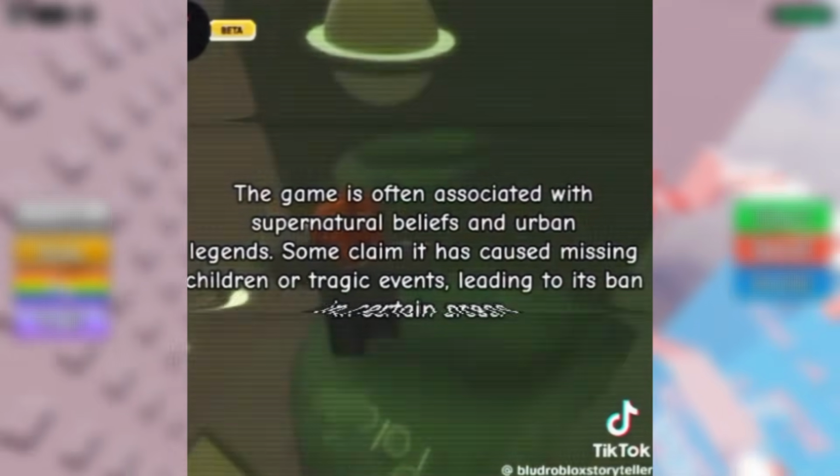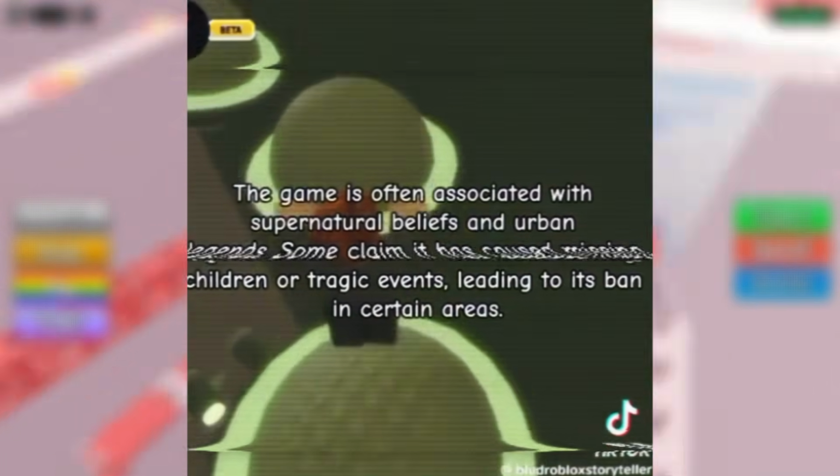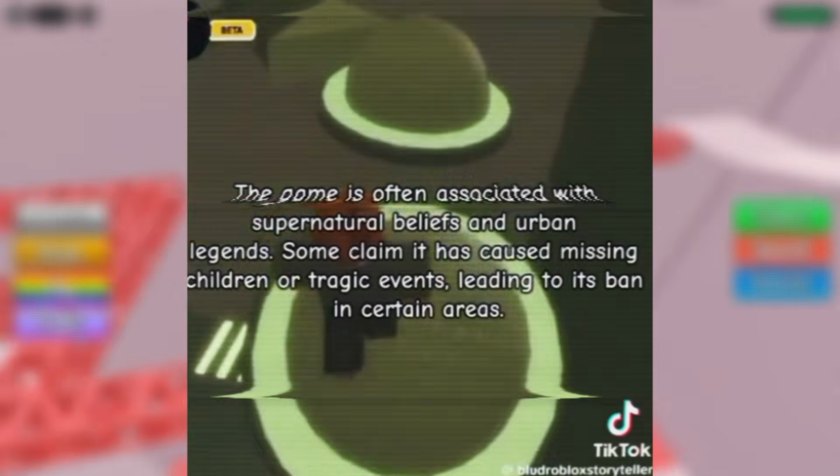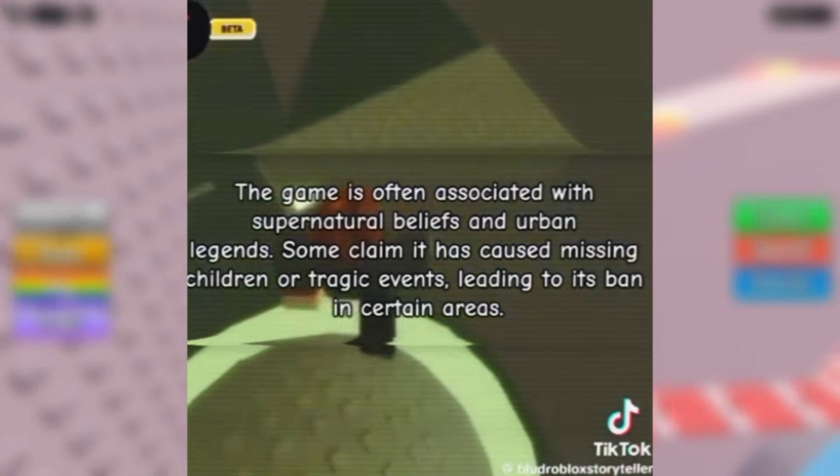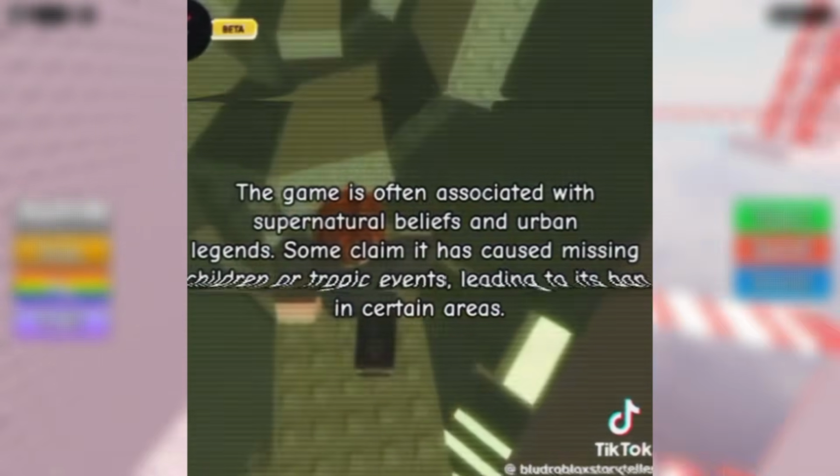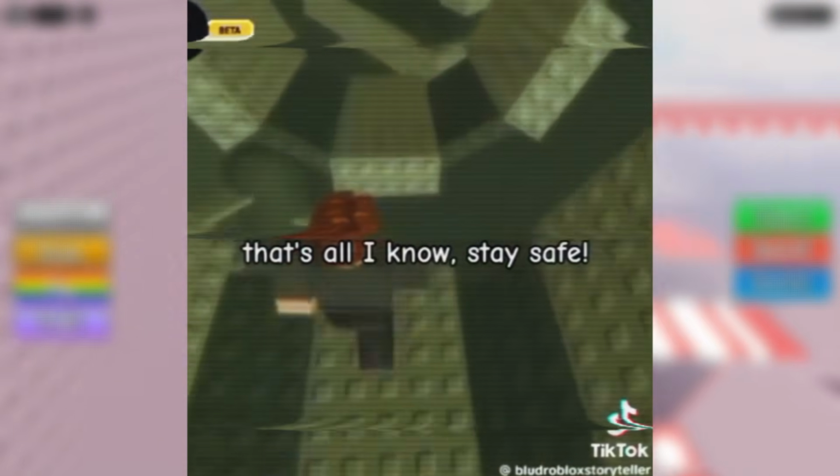The game is often associated with supernatural beliefs and urban legends. Some claim it has caused missing children or tragic events, leading to its ban in certain areas. That's all I know. Stay safe.